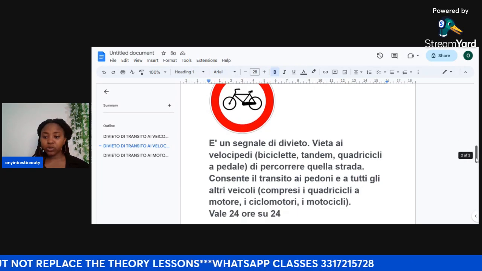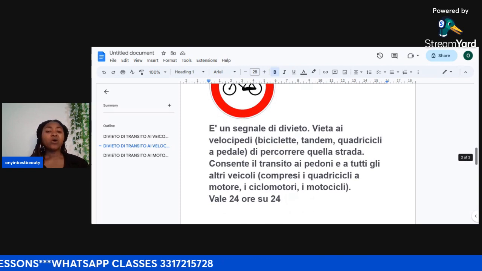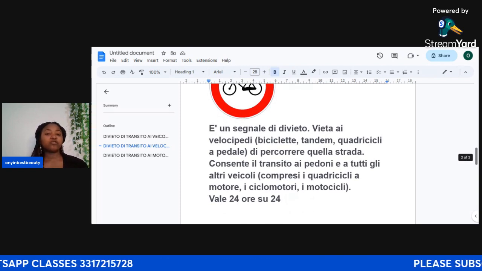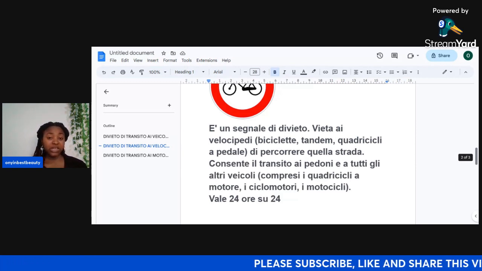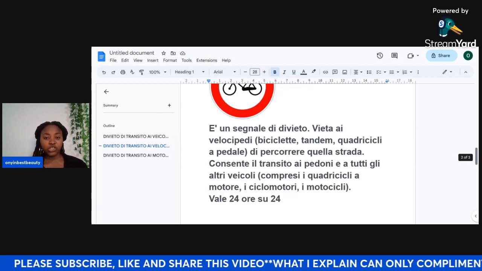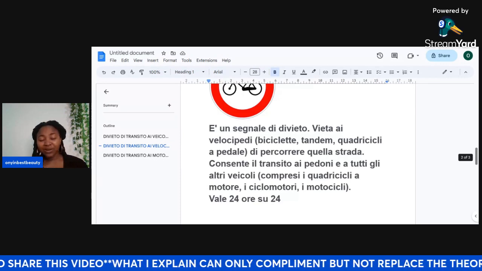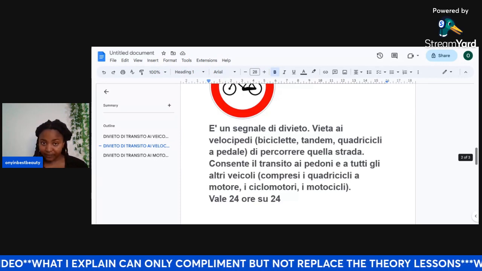Compresi i quadricicli a motore, i ciclomotori, i motocicli. Now, on seeing this sign, you would drive motorcycles, you would drive ciclomotori. You know, ciclomotori and motorcycles are 2 tires. Okay, they have 2 tires as well. Then you would drive quadricicli. Quadricicli is 4 tires. In fact, all vehicles are allowed except velocipiedi.